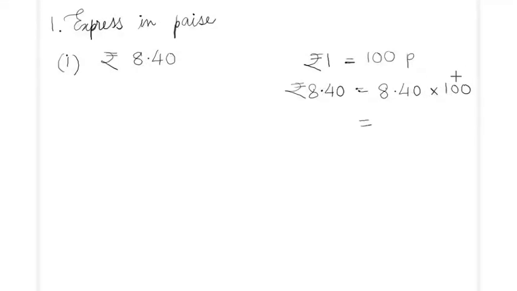Now we know how to multiply with hundreds or tens or 1000, 10,000 and so on. Simply we'll write down the number without the decimal, and the decimal will shift towards the right. Remember, multiplication means towards right. So 2 zeros, so 2 places it will shift towards right. So the decimal will shift over here. When the decimal is at the end of the number, we don't need to write it. So 840 paise. So rupees 8.40 becomes 840 paise, and this is the required answer.